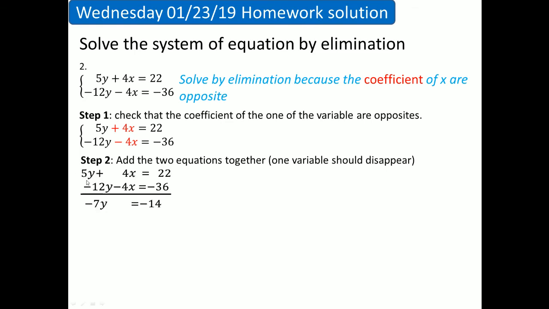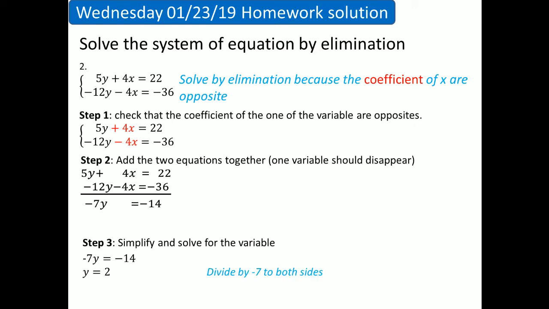Notice 5y plus negative 12y gets me negative 7y. 4x plus negative 4x becomes 0. It disappears. 22 plus negative 36 is negative 14. Be very careful with your negatives. Again, I am adding the two equations together. Next, I simplify and solve for the variable because I have negative 7y equals negative 14. So divide by negative 7 on both sides to get y alone. I get y equals 2.